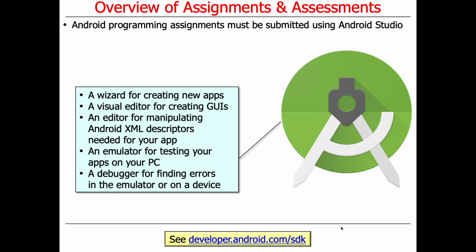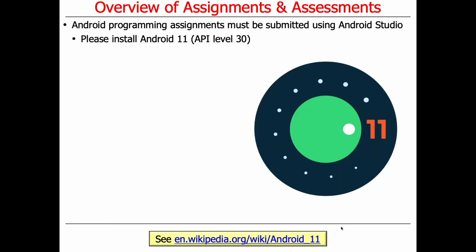It's basically a kind of plug-in on top of IntelliJ. So if you've ever done any Java programming, you may have used IntelliJ. And we will actually use IntelliJ here in this course as well, because the server stuff that we do for web programming actually has to be done in IntelliJ, because it's not an Android project. It's a server project. But IntelliJ and Android Studio are very, very similar. Please install API 11, or Android 11 API version 30. I'll talk more about that.